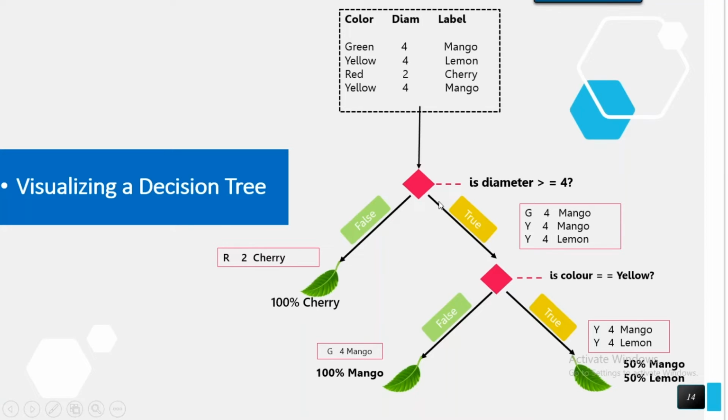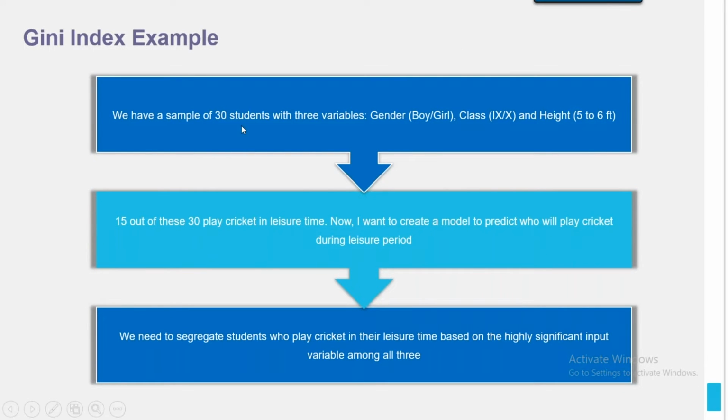So that is the question. For that, we are calculating the Gini index. Just understand it through this very simple example, and you can learn how we are calculating the Gini index. On the basis of Gini, we are creating our tree structure.